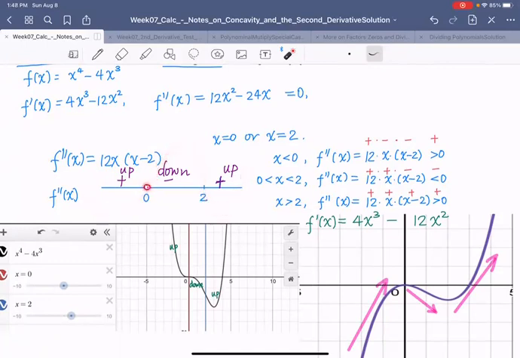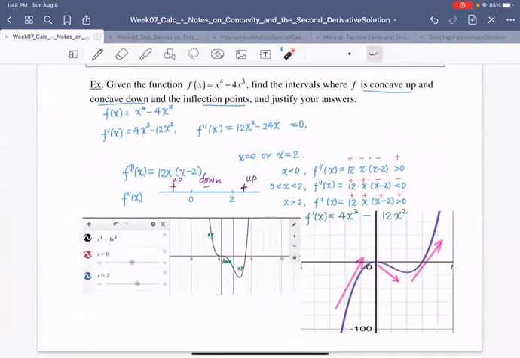That means your second derivative is changing sign on these two critical points. So what does that mean? These two are the inflection points. Make sense? Yeah.